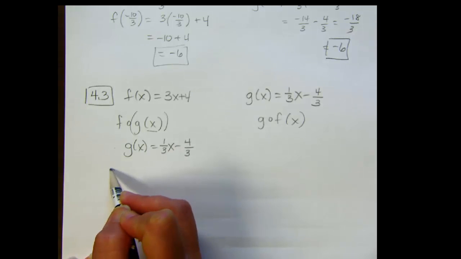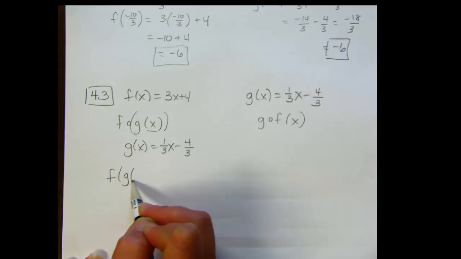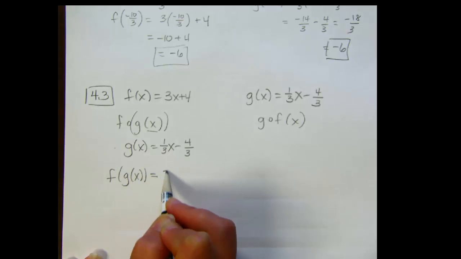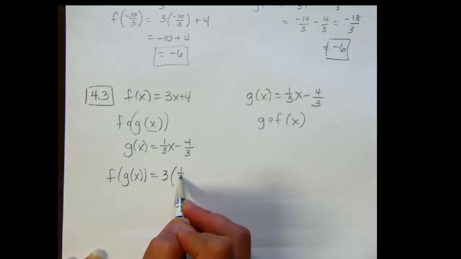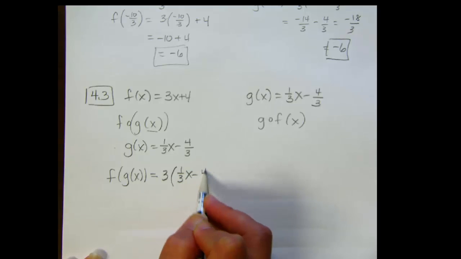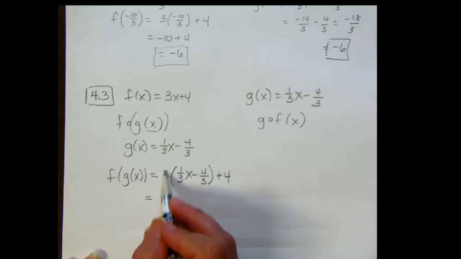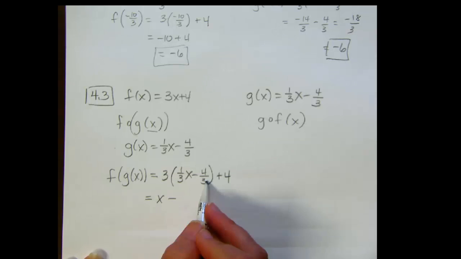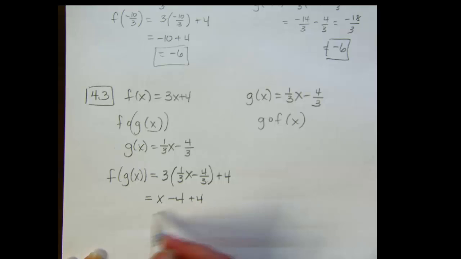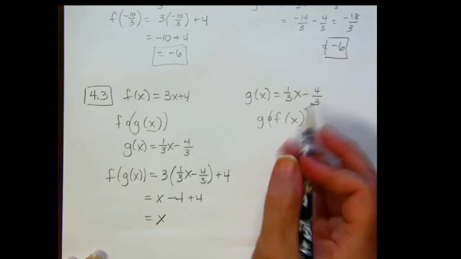So if I'm composing f of g of x, I plug that entire expression that's g of x into the x part of my f function. Sounds crazy. So it's 3 times the g function, 1/3 x minus 4/3, plus 4. When I distribute that 3 through, I get x minus 4 plus 4, which is just x.